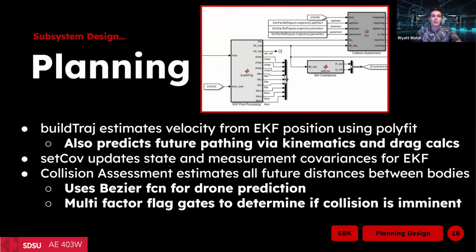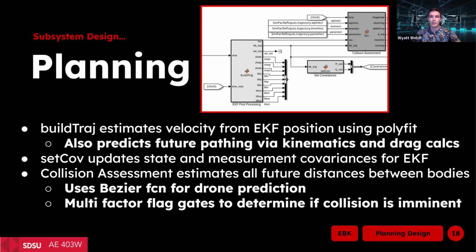After the aforementioned EKF, we use a polyfit to estimate the ball's velocity around the current time, accounting for gravity using a higher degree fit. We predict the future ball's position and velocity by using Euler equations, as well as estimating the drag acceleration that would come from the wind.